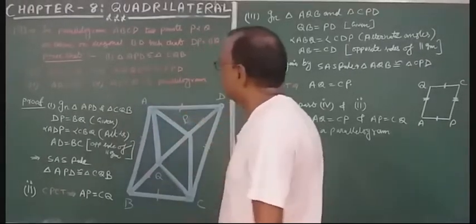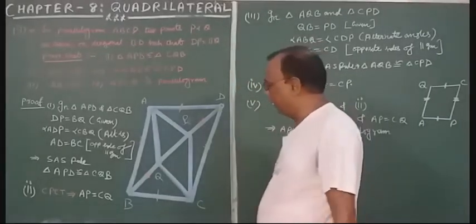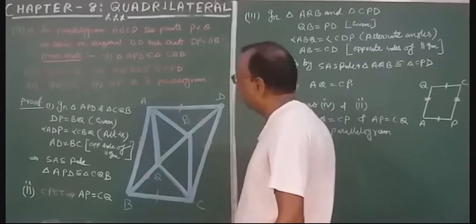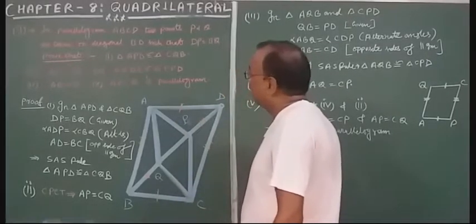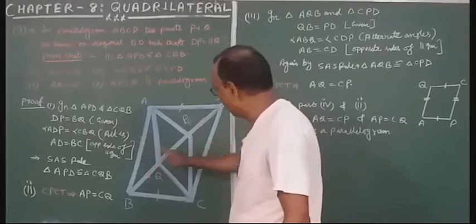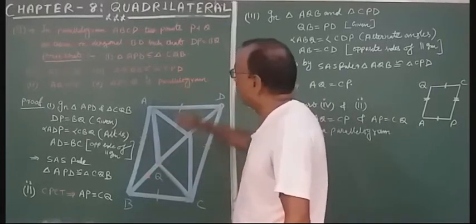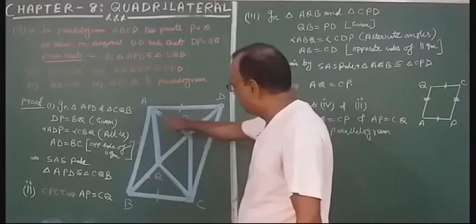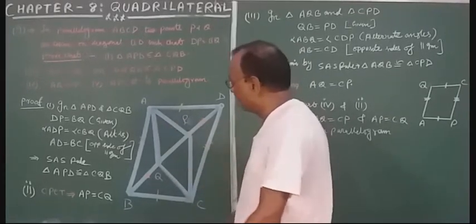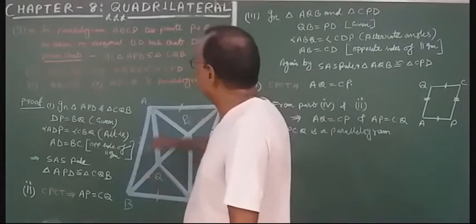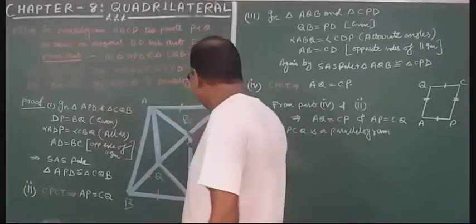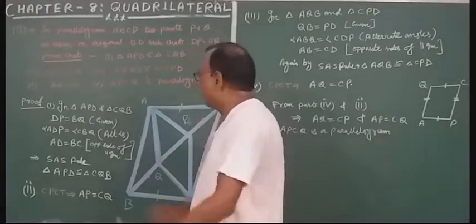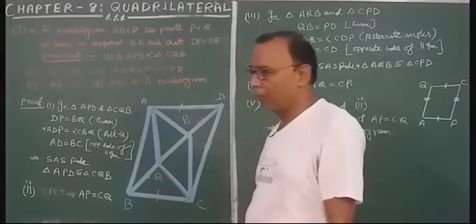To prove that triangle APD and CQB are congruent, and another triangle AQB and triangle CPD are congruent. The second part, AP is equal to CQ, and the last part, AQ is equal to CP. This we have to prove, and finally we have to prove APCQ is a parallelogram.